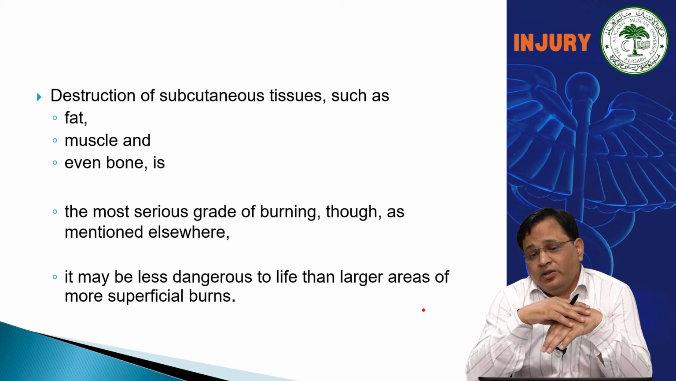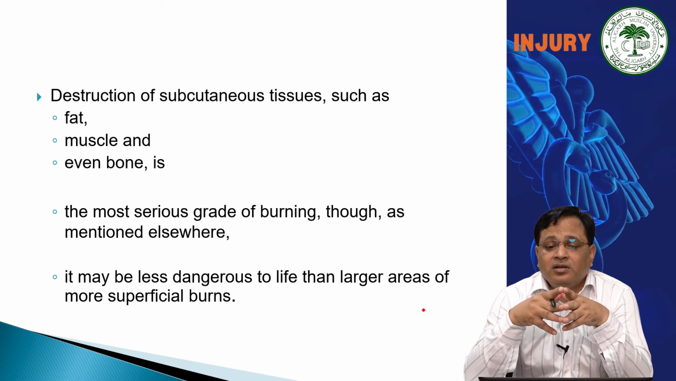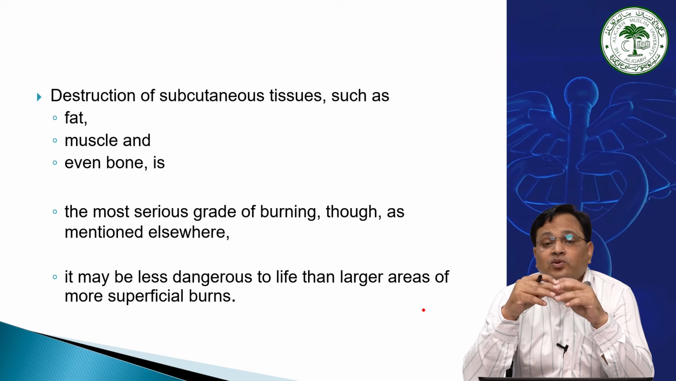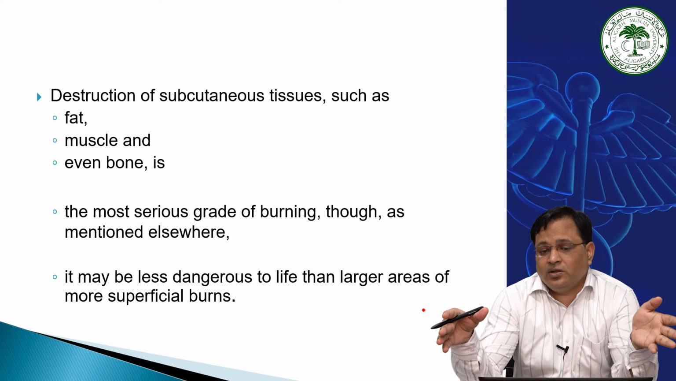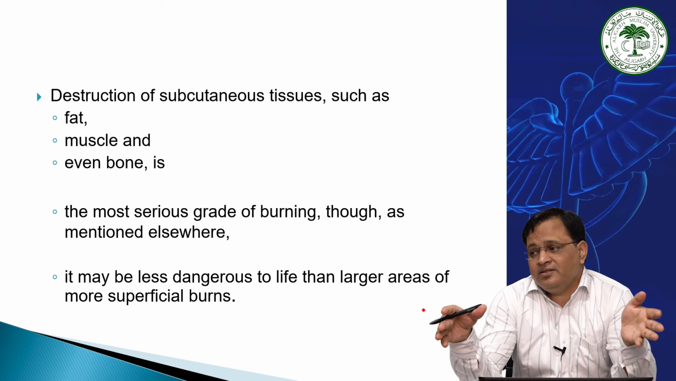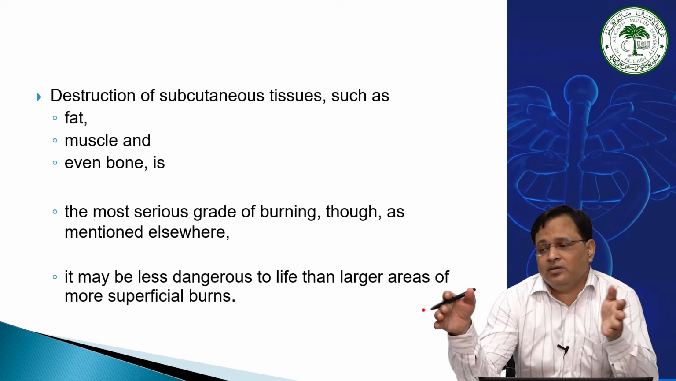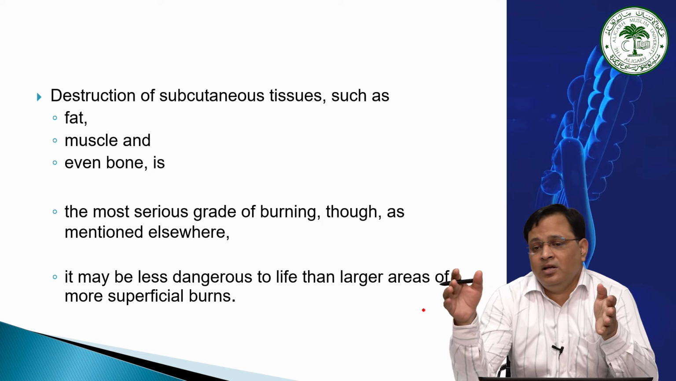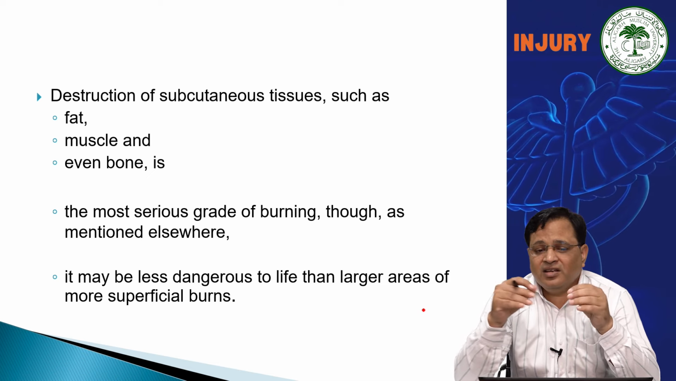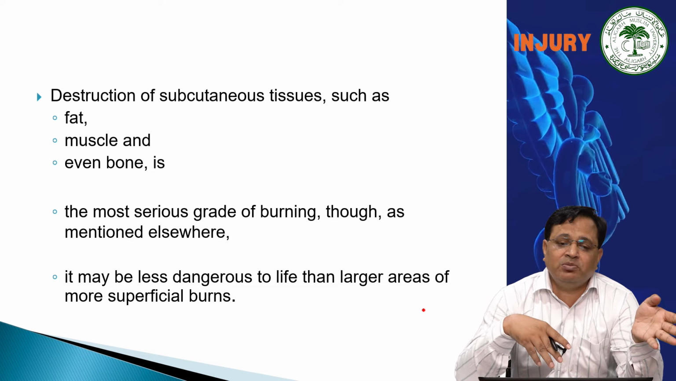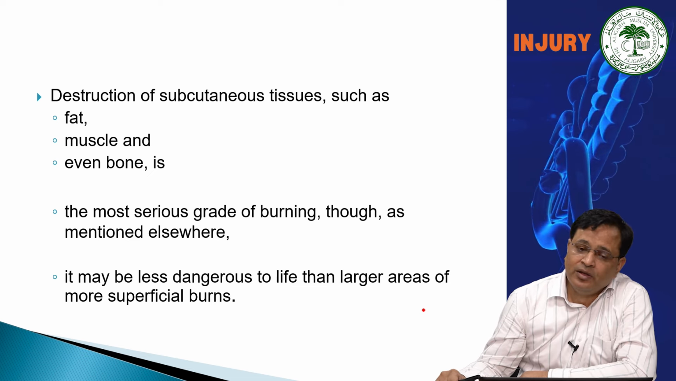This is the most serious grade of burning, though as mentioned elsewhere, it may be less dangerous to life than a larger area of superficial burn. This is what I was talking about in the earlier points: surface area burn is more related to fluid loss. The more surface area burned, the more fluid loss and electrolyte imbalance there is, and the chances of death are higher. Death is also because of superimposed secondary infections. But if it is localized but deep, we can amputate or heal that part, and the person may survive. So a larger area is more dangerous than a smaller area, which may be deep also.